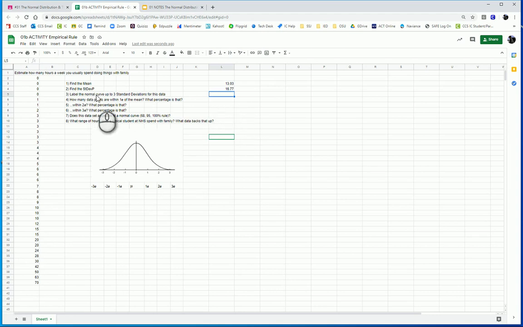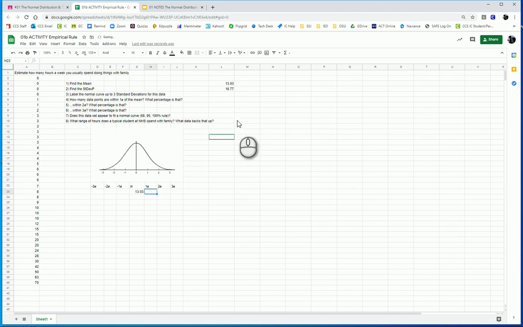So it says label the normal curve up to 3 standard deviations. Well, here's our normal curve. Notice it's a standard normal curve, 0, and then 1, 2, 3, and the negative 1. We're going to adjust it. We're going to label it for our distribution. So 13.03 is here at the center. So let's put equals, and let's just select L3.